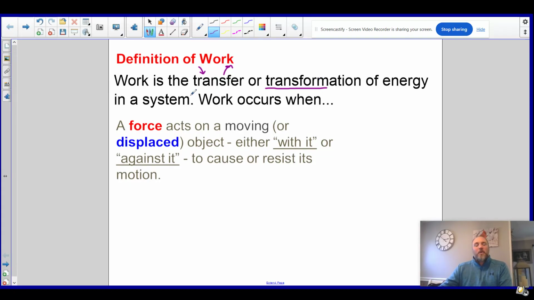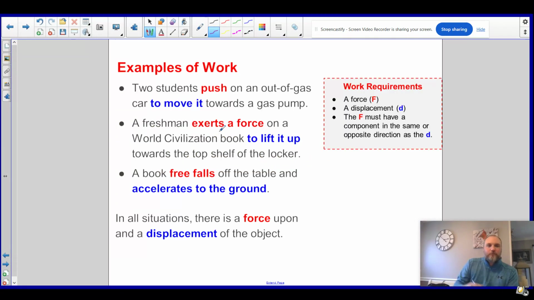Work occurs when a force acts on a moving object, so there needs to be a displacement, and that force needs to be either with the displacement or against the displacement, causing or opposing the motion of the object. Okay, some examples of work. When two students push an out-of-gas car to move it towards a gas pump.